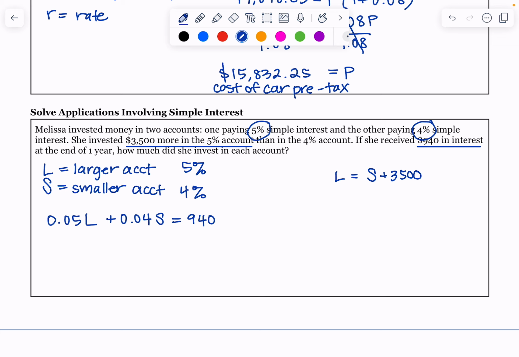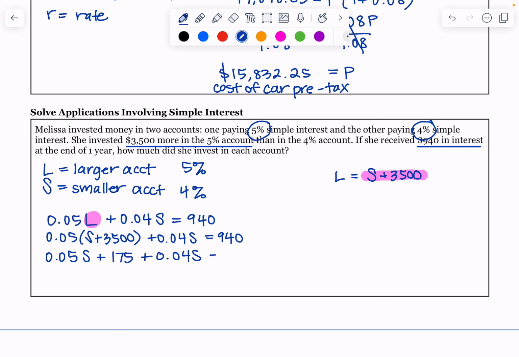Now we don't know how much money she put into the larger or smaller account, but we know that S plus 3,500 could be substituted for L here. And so when we do that, we've got 0.05 times (S plus 3,500) plus 0.04S equals 940. I maybe wouldn't have used S. It's kind of hard to tell the difference between my S's and my 5s, but I'll be careful. I'm going to distribute that 0.05, and that gives me 0.05S plus 175 plus 0.04S equals 940.